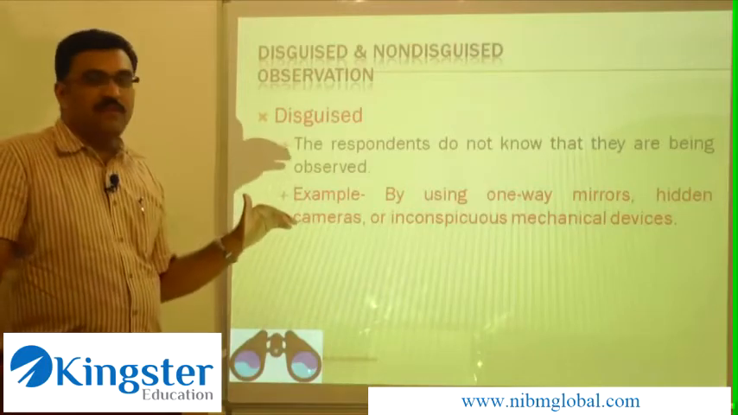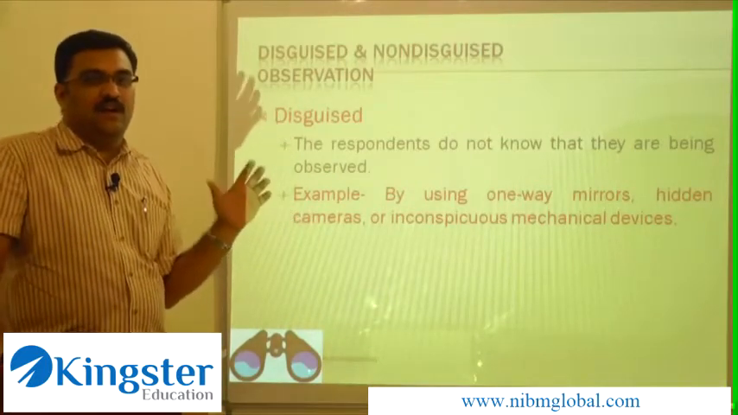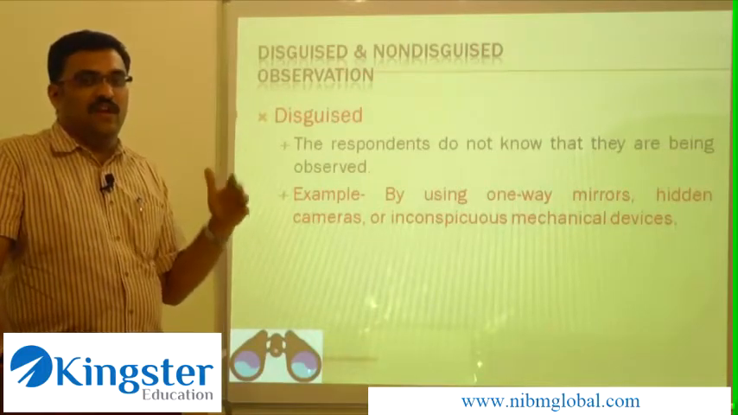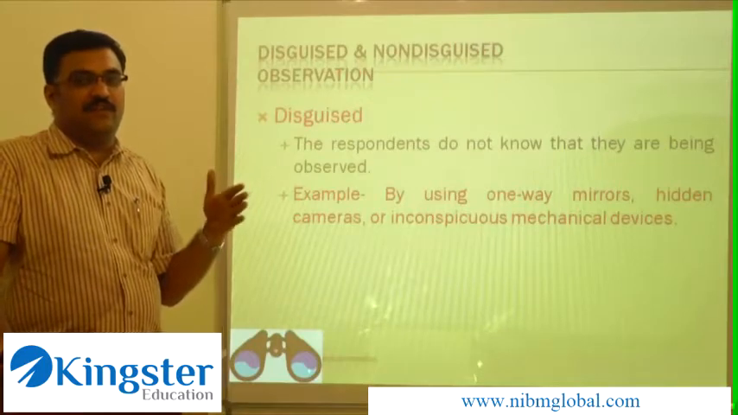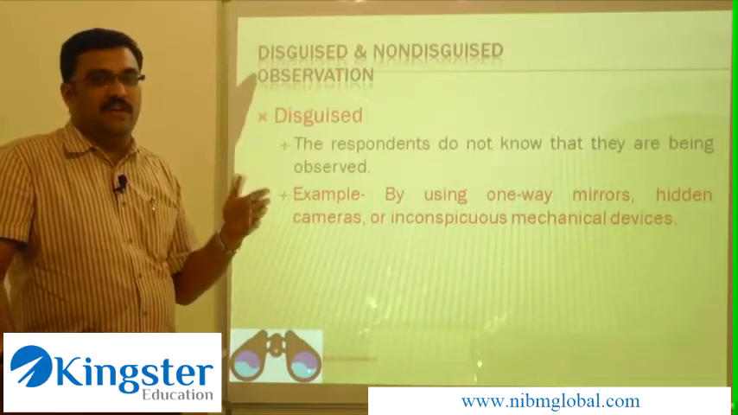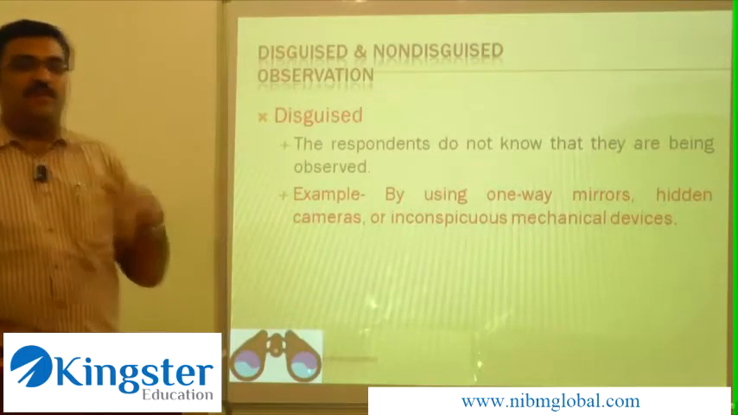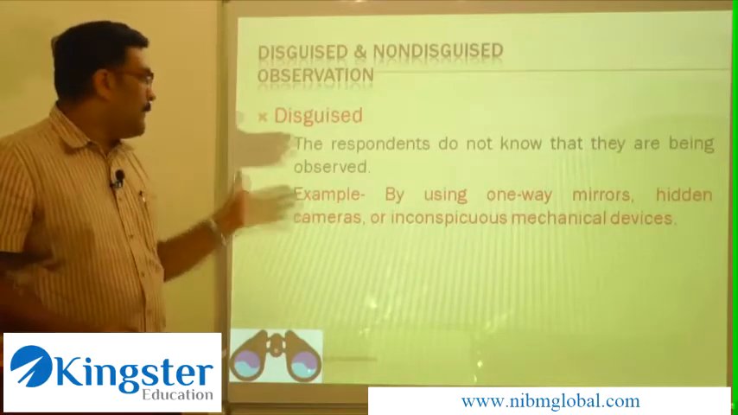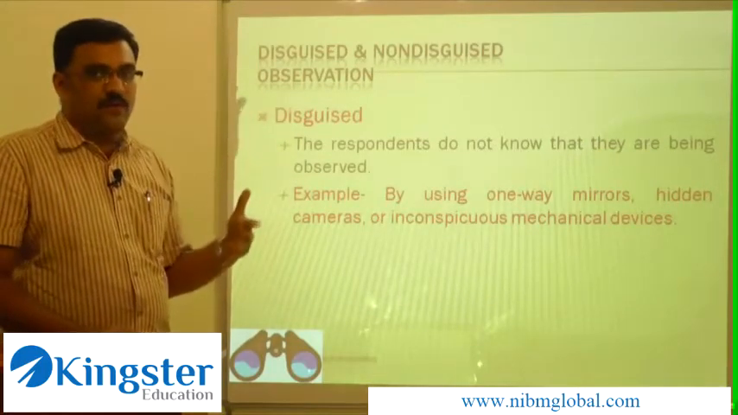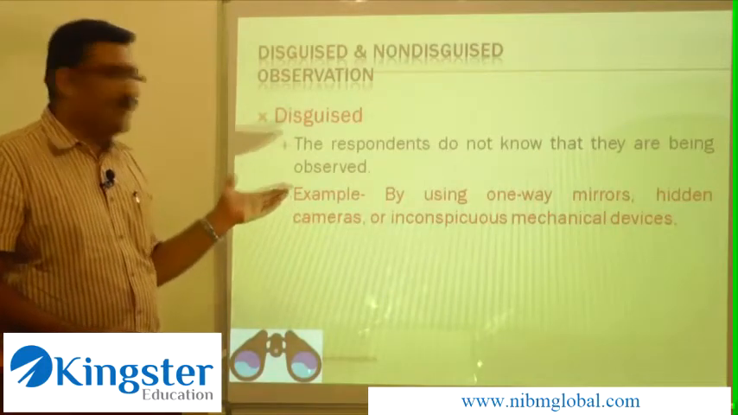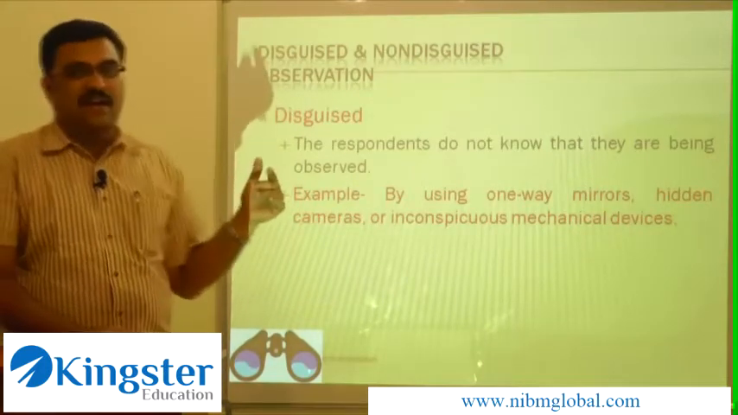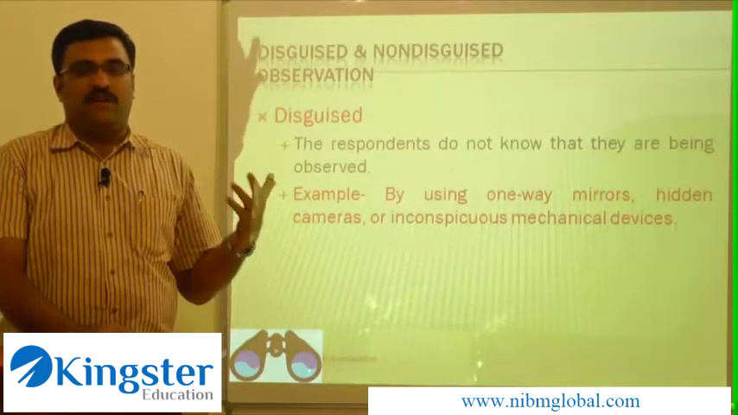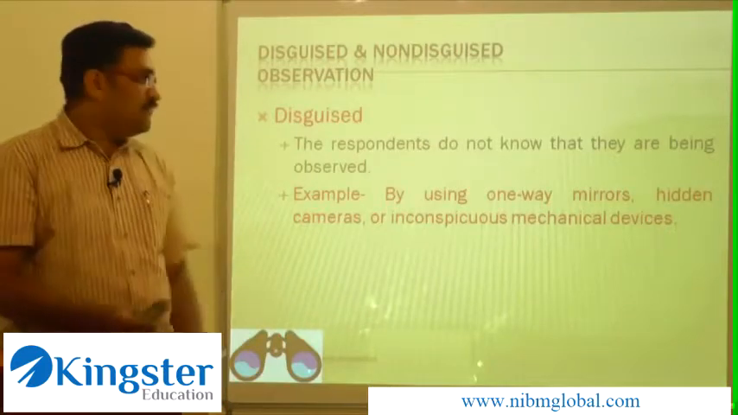Sometimes a one-way mirror is used because the person being observed will not know that he is observed. That side of the mirror gives the exact reflection, just like when you are viewing a mirror, so your own reflection will be seen, but the person standing behind the glass can observe you very closely. Then hidden cameras, we all know, are kept in shops and so on, and inconspicuous mechanical devices, in order to judge your motion and your behavior, may be kept somewhere without your notice.